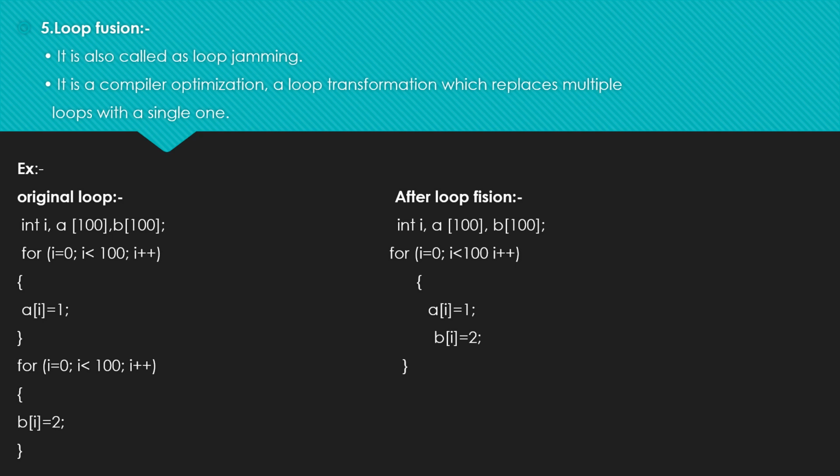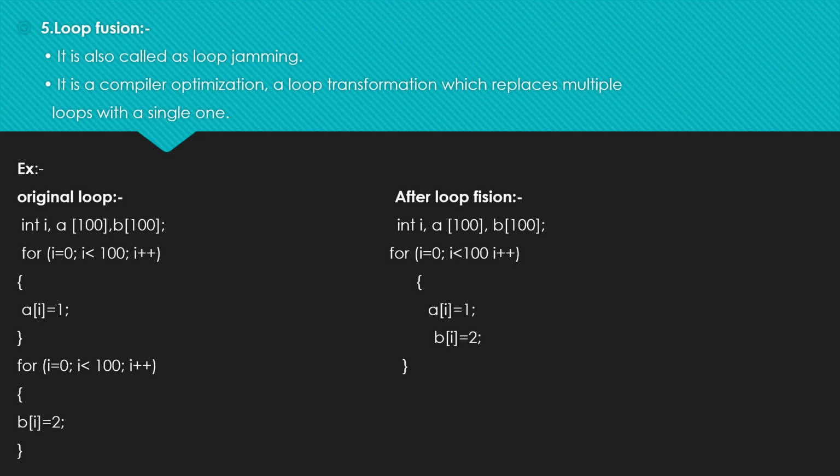The fifth method is loop fusion. It is also called loop jamming. It is a compiler optimization, a loop transformation, which replaces multiple loops with a single one. In detail, loop fusion improves the locality of reference. In loop fission, a single loop is divided into multiple loops over the same index range, and each divided loop contains a particular part of the original loop.